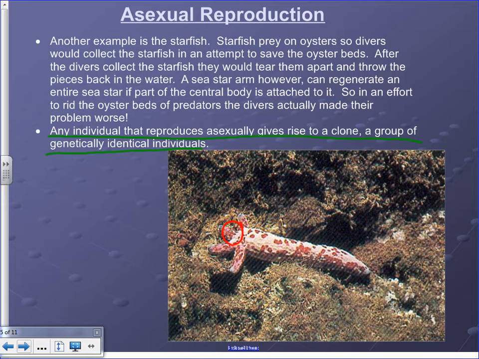Has anyone ever seen a starfish eat a clam? It's not terribly exciting unless you watch it in extreme fast forward, because it's very slow. But what they do is they put their arms on both sides of the shell and they just keep pulling.